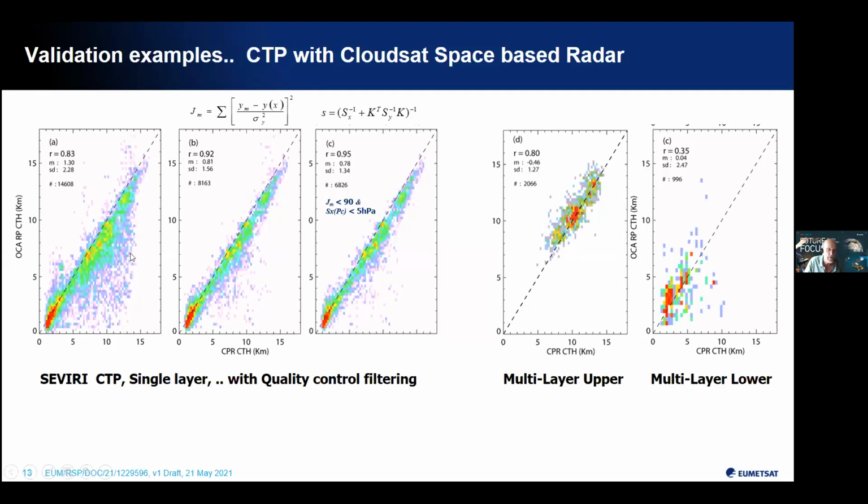Most of these pixels here, though, actually are the ones which we detect using J, and they're the ones which go into the multi-layer system. And the multi-layer clouds validate quite well as well. Well, the upper layer does. The upper layer cloud product is quite accurate. The lower layer, not very accurate, especially if the upper layer becomes optically thick.